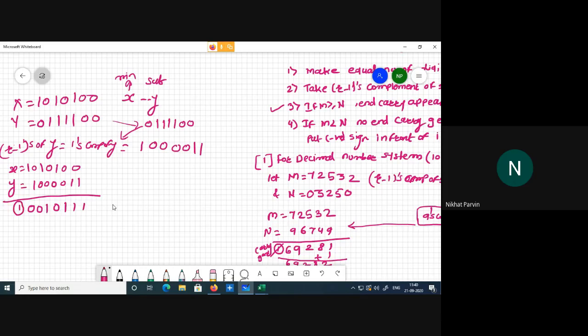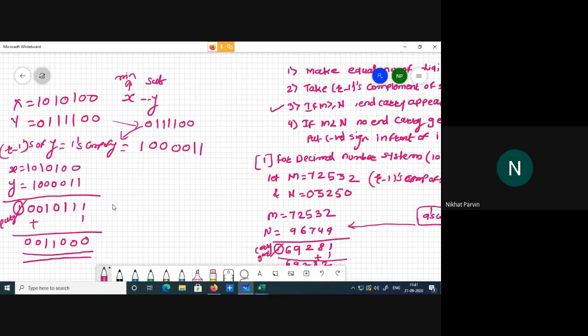You can see that again there is a carry generated. Our procedure says you get a carry when your minuend is greater than your subtrahend. So x is greater than y, therefore the carry got generated. We need to discard it, and not only discard it, add it to the LSB and then perform the addition. This is what your final answer is.